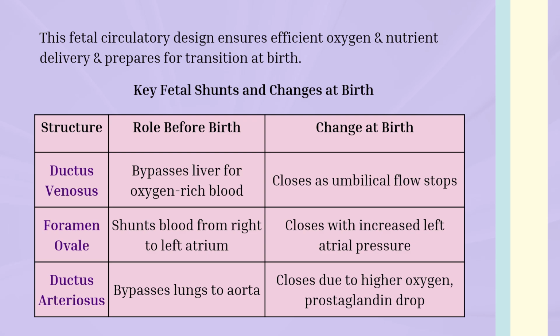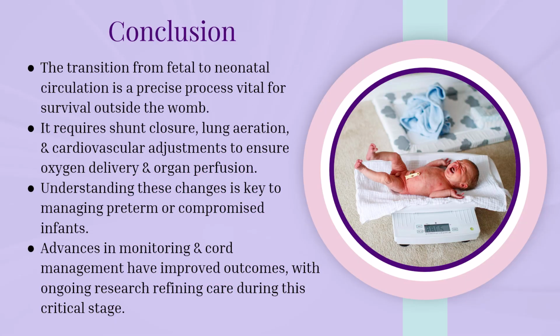The foramen ovale shunts blood from the right to the left atrium. It closes with increased left atrial pressure. The ductus arteriosus bypasses the lungs to the aorta, and then at birth it closes due to the high oxygen and prostaglandin drop.